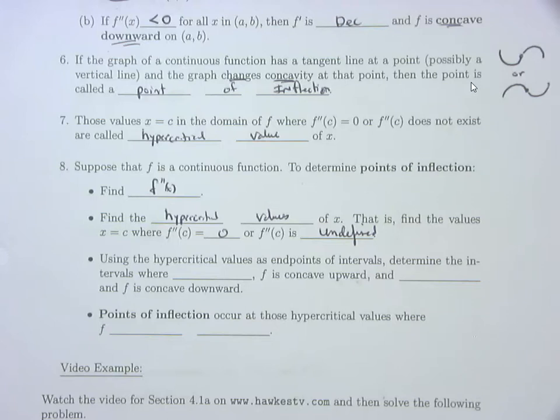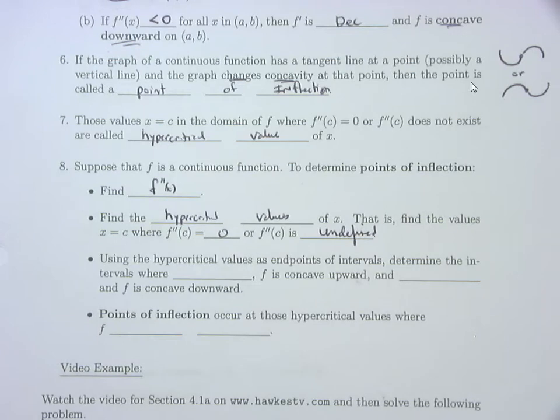Now, what I'm doing is with the second derivative. First thing I got to do is find my inflection numbers, my hypercritical values. I'm going to take the second derivative, set it equal to 0, and solve. And where it doesn't exist, I'd always look at that. The next thing I'm going to do is draw a number line. I'm going to put these hypercritical values, my inflection numbers, on my number line.